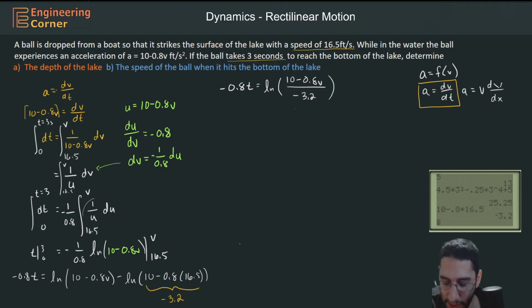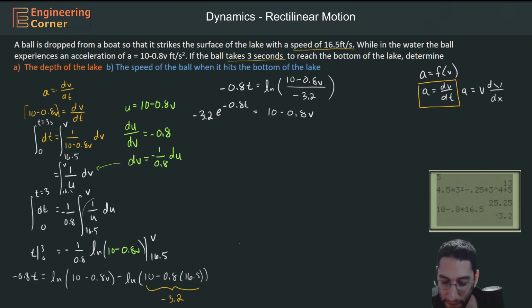And then we want to exponentiate both sides to get rid of the natural log. So I'll have e to the minus 0.8t is equal to 10 minus 0.8v over minus 3.2. Let's multiply that and bring it to the other side. So we'll have minus 3.2 e to the minus 0.8t is equal to 10 minus 0.8v.